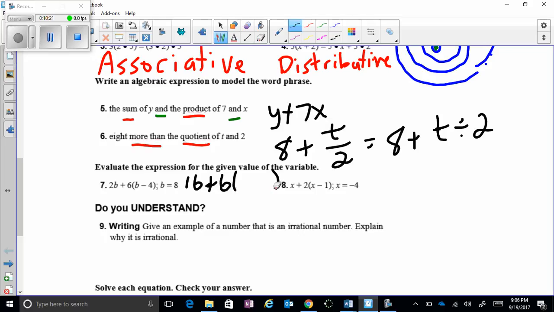All right, so I went ahead and did that, and then I'm going to go ahead and do the parentheses as well. So again, I'm going to put the 8 in place of b, so I'm going to have 8 minus 4, and I'm going to have 4. So next part would be to multiply. Don't do 16 plus 6. Or sorry, do the multiplication first. So 6 times 4 is 24. And then we can add 16 to that and get 40.